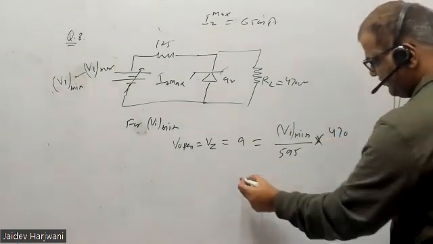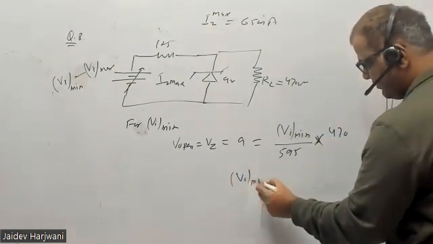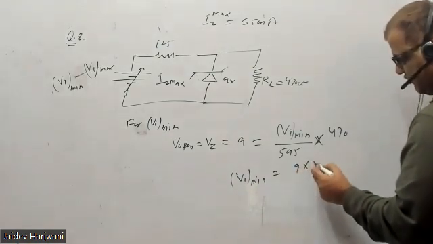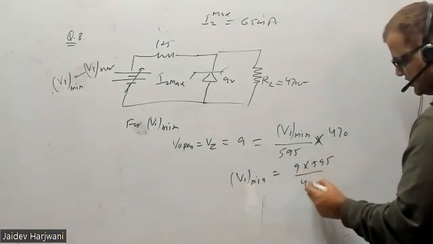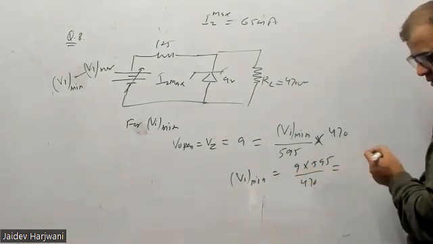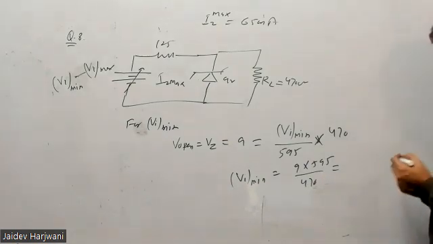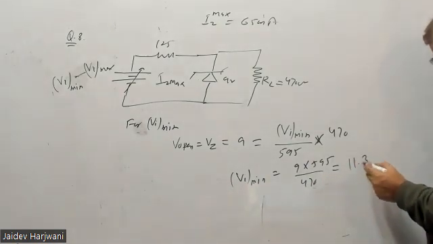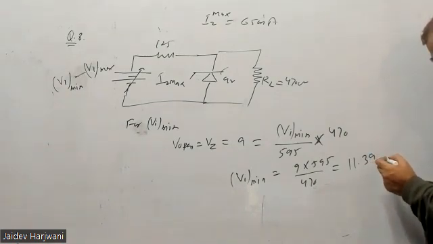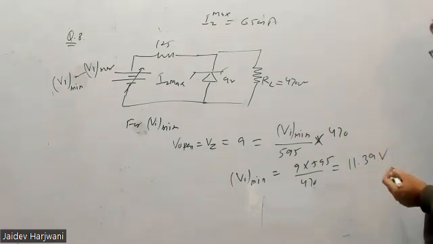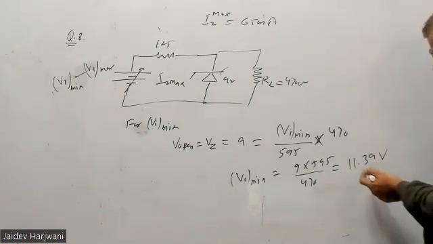Okay. So my V input minimum will be 9 into 595 upon 470. How much is it coming? Sir, 11.39 volt. Yes, sir. The rest of you also check. I don't have a calculator, so I cannot do it.